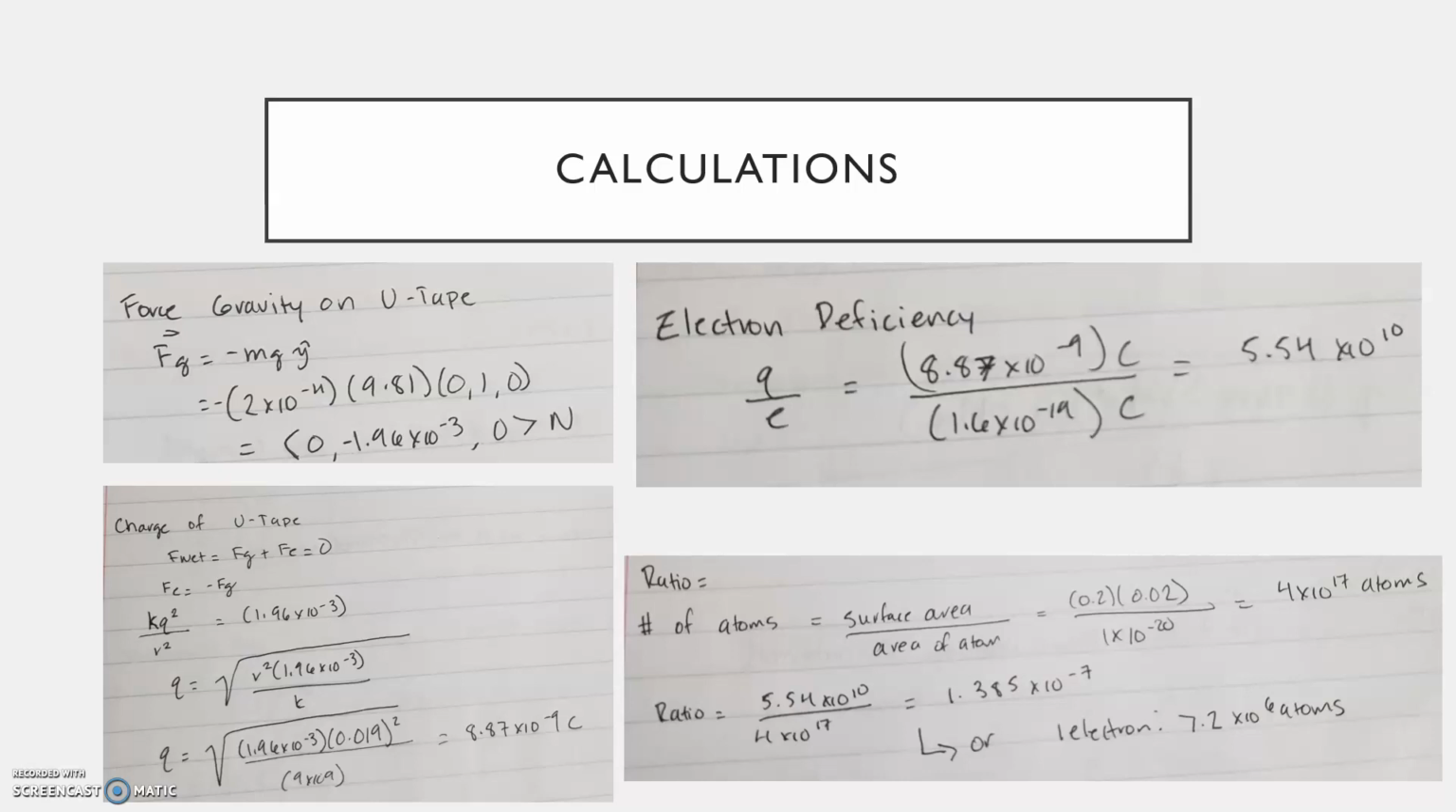To find the number of electrons deficient, I divided the charge by the charge of one electron, or 1.6 times 10 to the negative 19th, and found 5.54 times 10 to the 10th electrons deficient. To find the ratio between the number of electrons deficient and the number of atoms, I first had to find the number of atoms. I did this by dividing the surface area of the tape by the area of an atom, and found 4 times 10 to the 17th atoms. Then for the ratio, I divided the number of electrons deficient by the number of total atoms and found 1.385 times 10 to the negative 7th, or 1 electron per 7.2 times 10 to the 6th atoms.